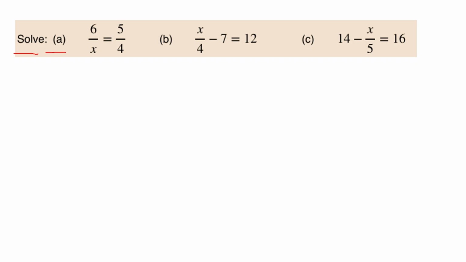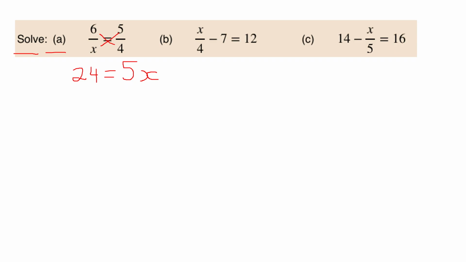One way is to cross multiply on both sides. So 6 times 4 makes 24, which is equal to 5 times x, which makes 5x. So I've actually cross multiplied. Essentially I've timesed both sides by 4x.